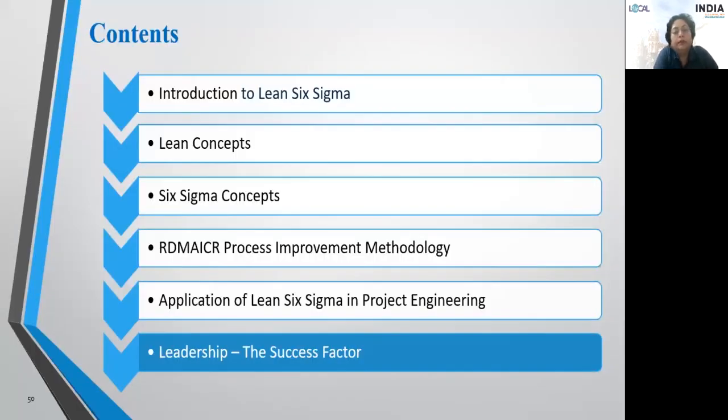Till now, we have discussed the concepts, the process improvement methodologies, and the application of Six Sigma in project engineering. Now let us see how leadership plays a role in this as a success factor in achieving the targets.